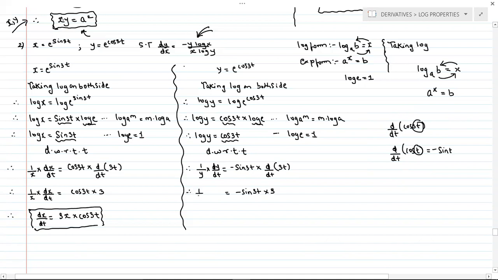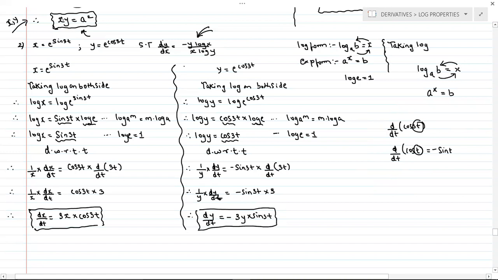So 1 upon y into dy by dt. After this, we'll keep this dy by dt as it is and shift this y to the right hand side. So in the next step, you will get minus 3y into sine 3t. Okay, so here we got the answer for dy by dt.